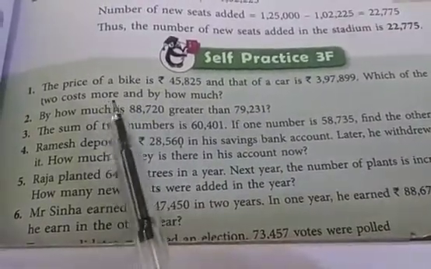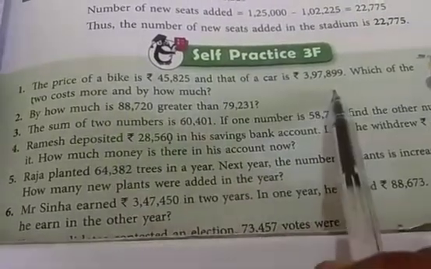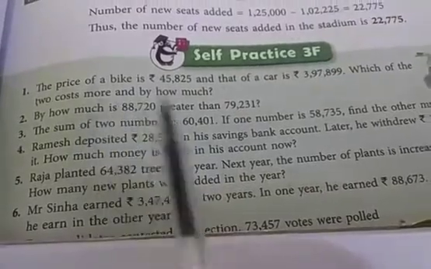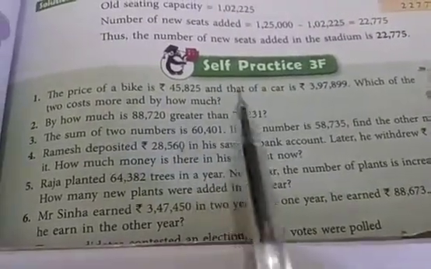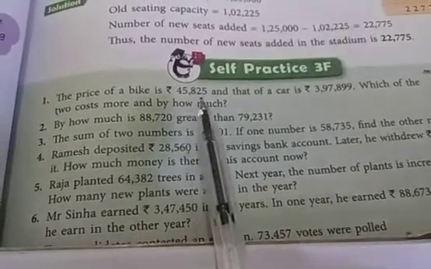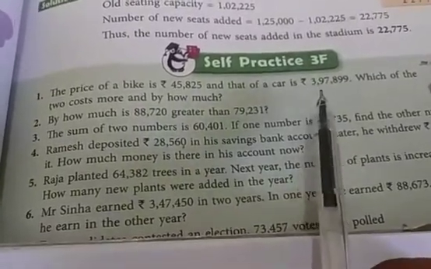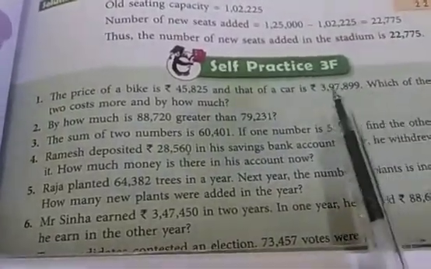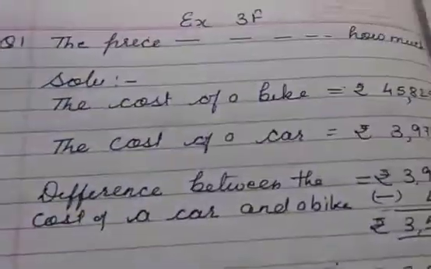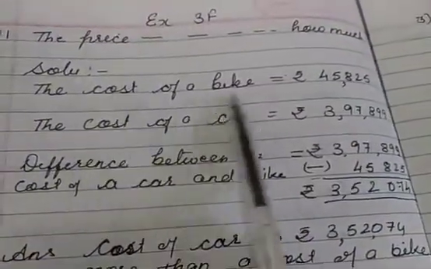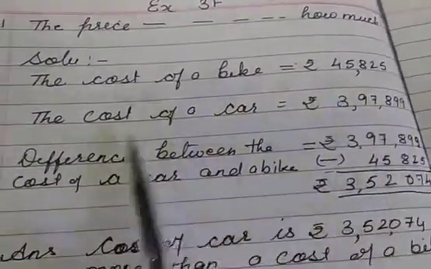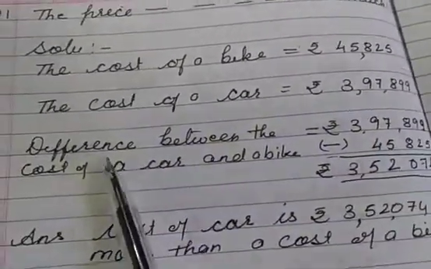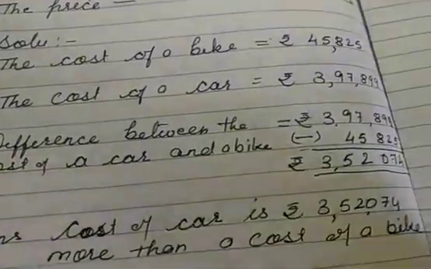Here we have to find how much more the car costs than the bike. So we have to know how much more, so we have to subtract 45,825 from 3,97,899. Do you understand? To get the difference, we have to subtract the costs. So see the question: the cost of a bike is 45,825 and the cost of a car is 3,97,899. Difference between the cost of a car and a bike.